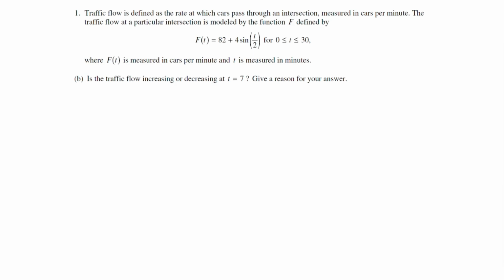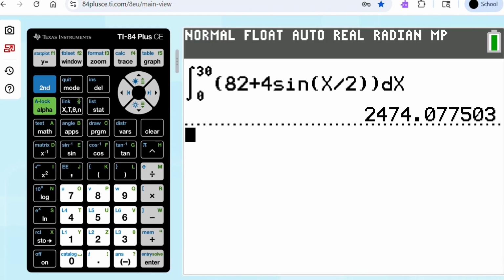In part B, we're asked, is the traffic flow increasing or decreasing at t equals 7? Well, the traffic flow is F, and so we want to know, is F increasing or decreasing at 7? So we need to find F prime of 7. F prime will tell us if it's increasing or decreasing, whether it's positive or negative. So again, this is a calculator question, so we're just going to use our calculator to find that derivative.